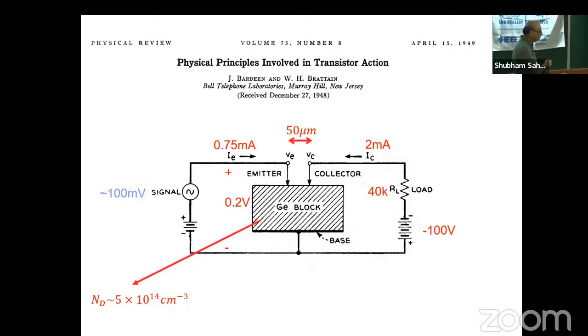They applied a 100 millivolt signal here, and they got 11 volt here, and a power gain of 21 dBs, power gain of around 125. Just some typical numbers, if you're interested.